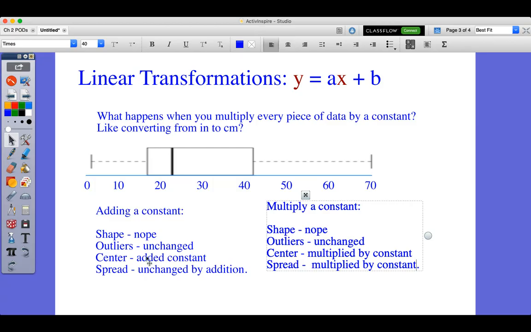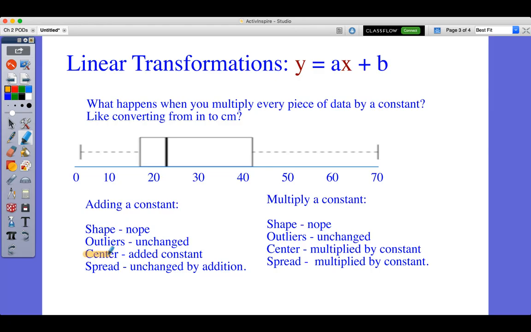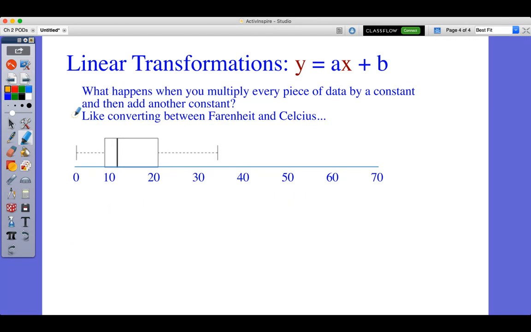Notice, addition really only affects the center, okay? It moves your outliers, but it does not change your status as an outlier, all right? Whereas over here, you see that multiplication affects both center and spread, all right? So let's look at one last example, all right? What happens when you multiply every piece of data by a constant and then add one?